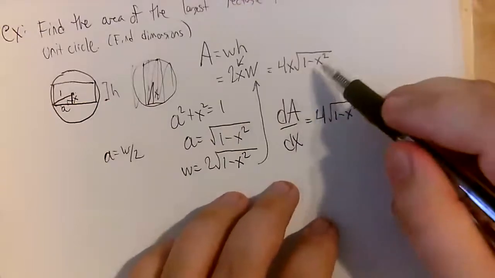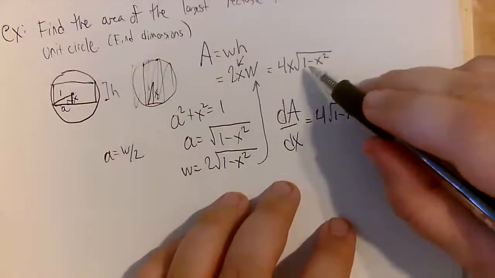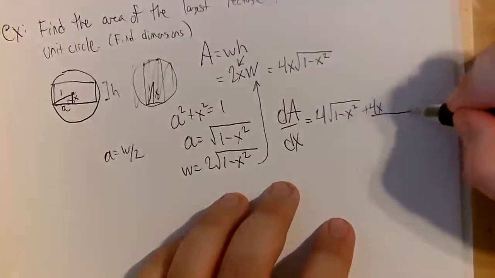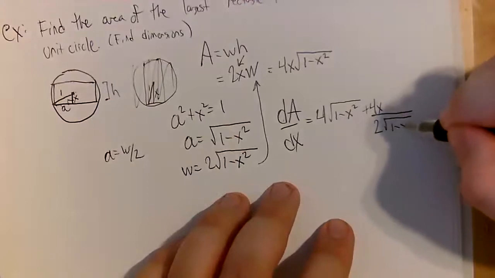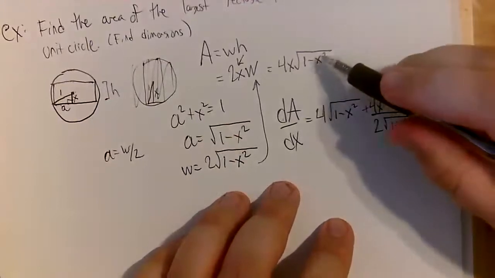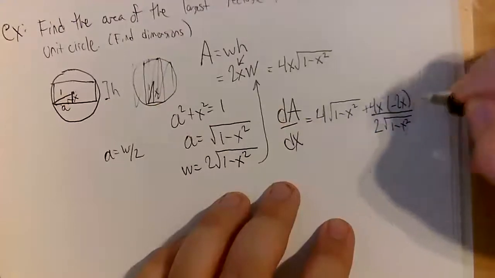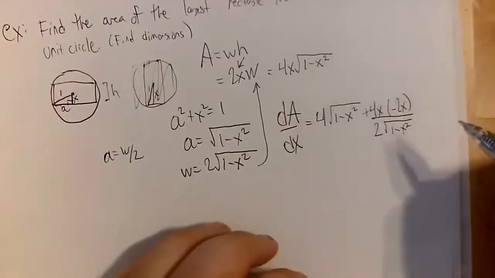Then I'm going to leave the 4x alone and take the derivative of the square root of 1 minus x squared. Now the derivative of the square root of something will be 1 over 2 times that square root. But then we need to multiply by the derivative of the inside, which is negative 2x. So here is our derivative.